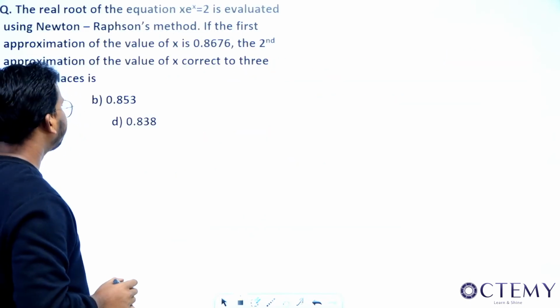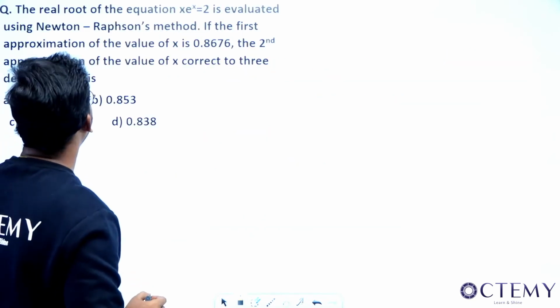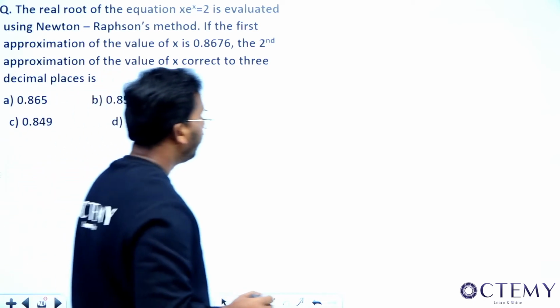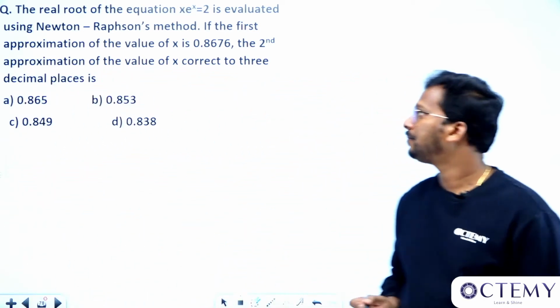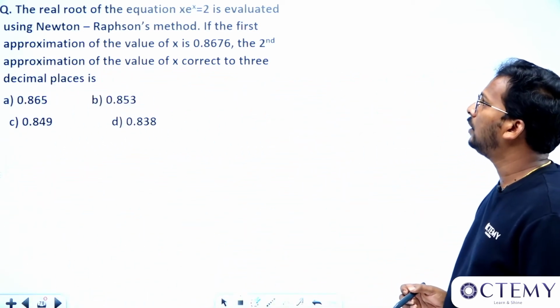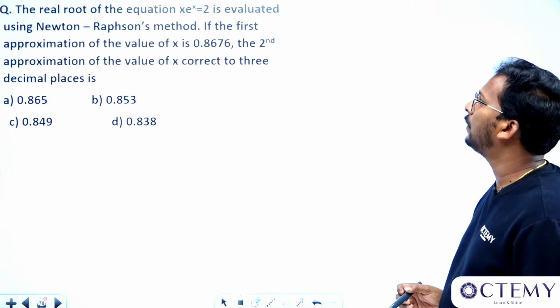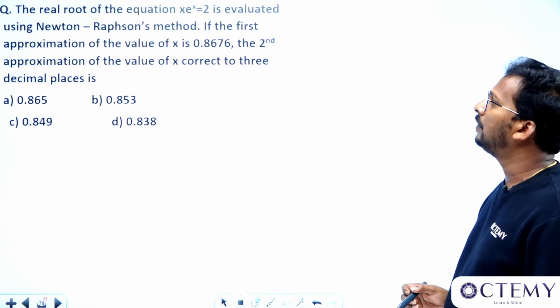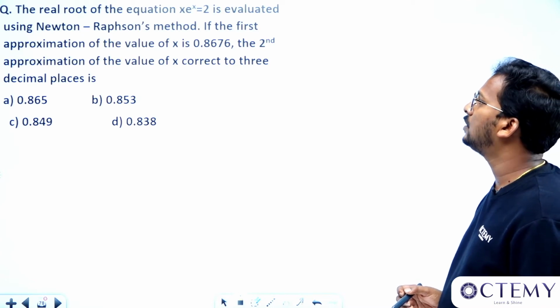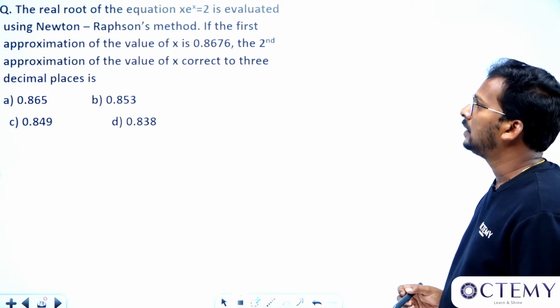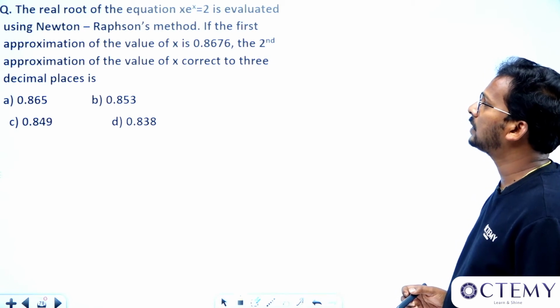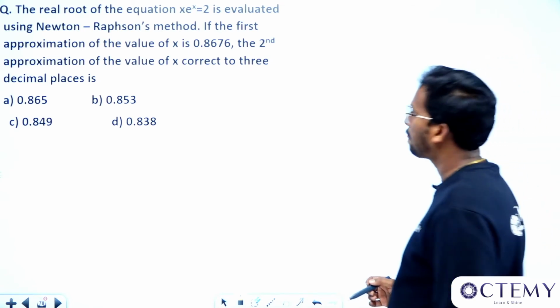Very good. Let me go to the next question, see what he's telling in the next question. In the next question, he's telling that the real root of the equation x into e power x is equal to 2 is evaluated using the NR method. The first approximation value of x is 0.8676. The second approximation value of x corrected to 3 decimal places, right?